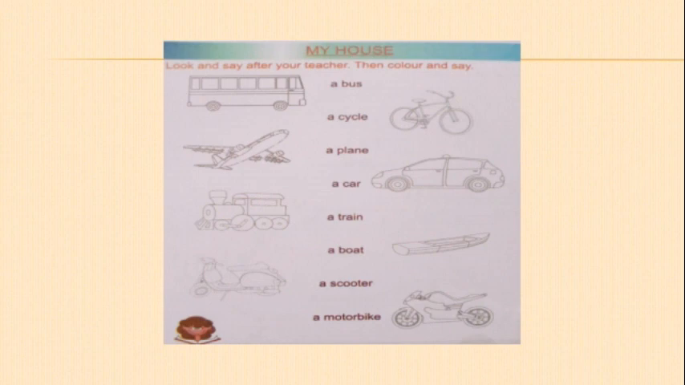In the same way, you can see a cycle, a plane, a car, a train, a boat, a scooter, a motorbike. Children, you have to color these pictures of vehicles with the colors of your choice. After coloring, you have to write a sentence identifying the vehicles with its color. For example, if you have colored the bus with yellow, you have to write a yellow bus. If you have colored the cycle with purple, you have to write a purple cycle.